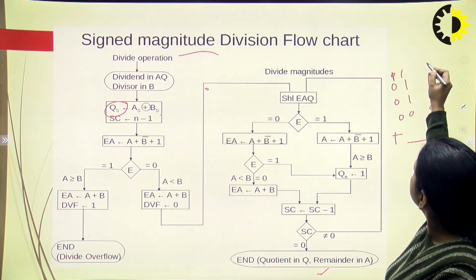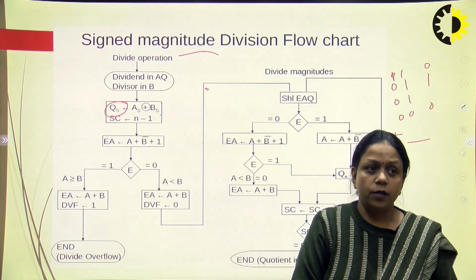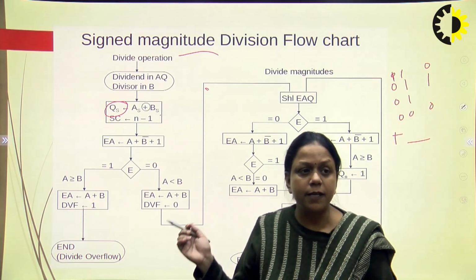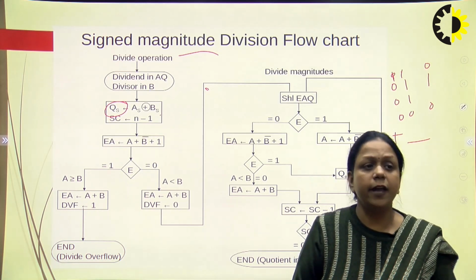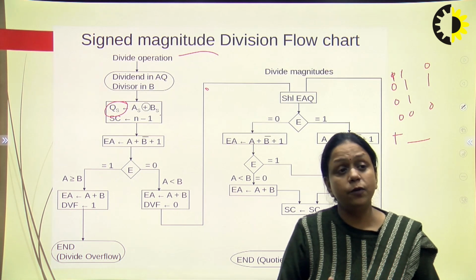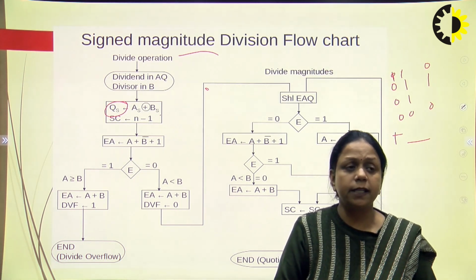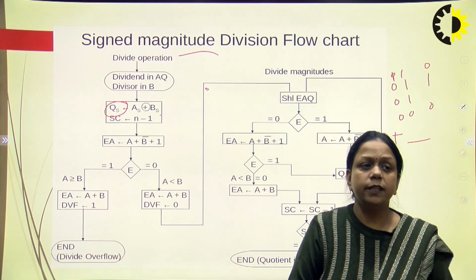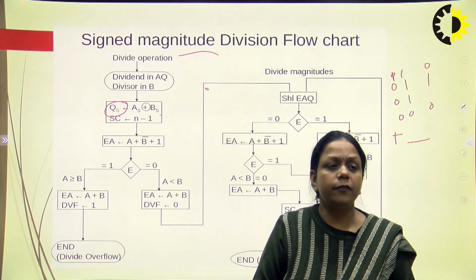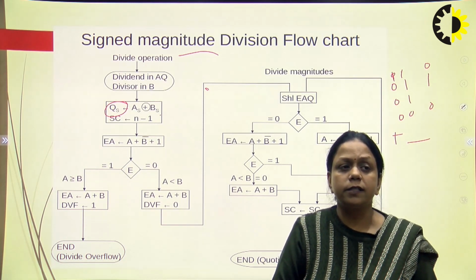So this is the table of the XOR. When we have plus and plus, the answer will be plus. If we have minus and minus, the answer will again be plus. When we have one plus and one minus, then the answer will be minus. In this way, the XOR gate works perfectly to find the resultant sign bit.